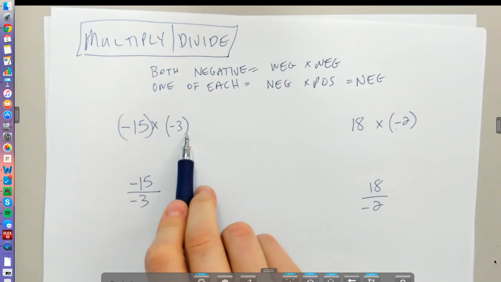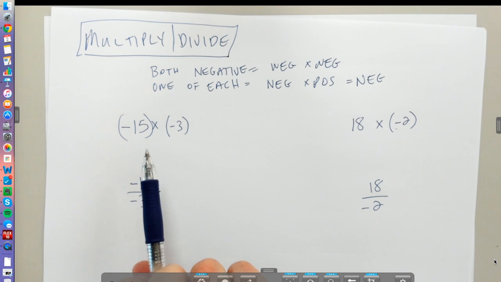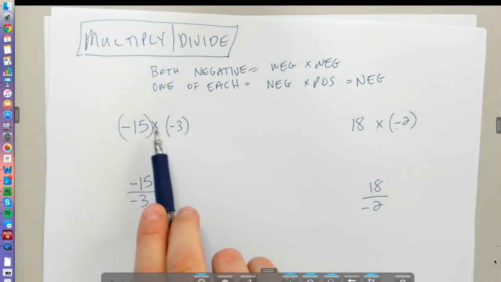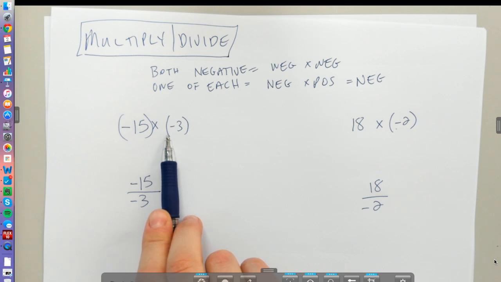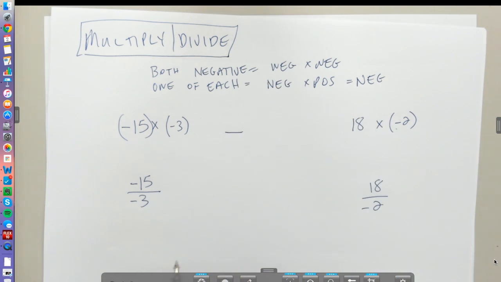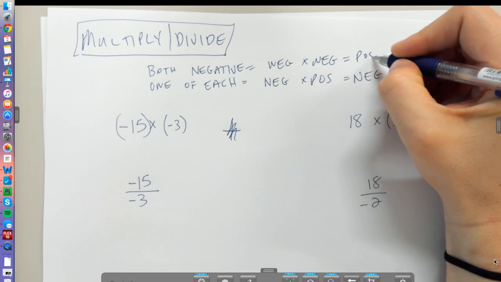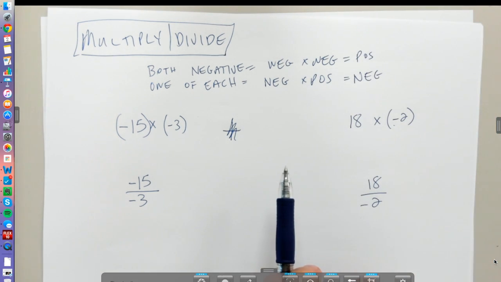So if they're both negative, I went through why in another video, but I want you to just think of it like if they're both negative, the other negative cancels out the other negative. Maybe you could think of it like this. The other negative cancels out the other negative, and your answer is positive. So a negative times a negative is a positive.